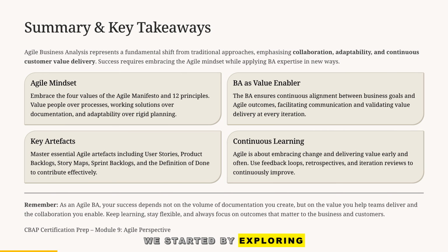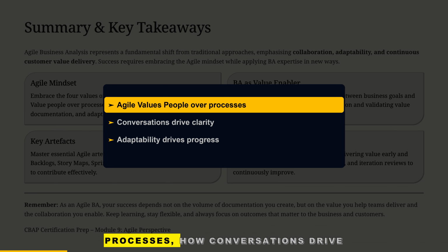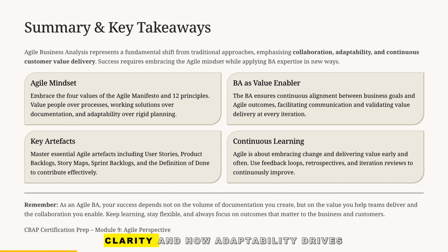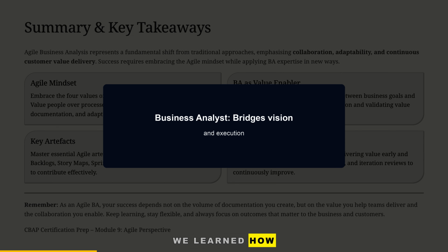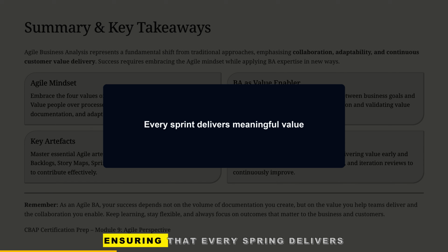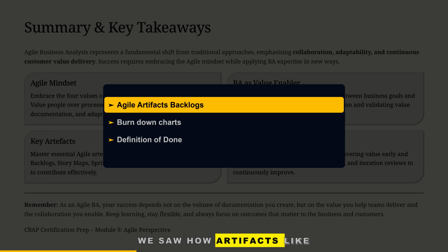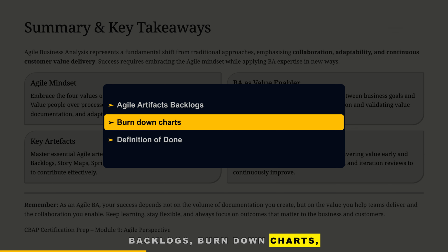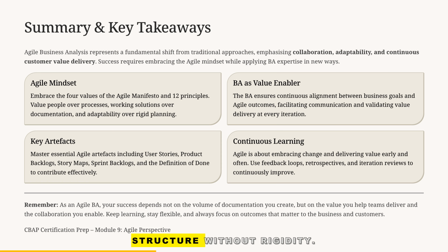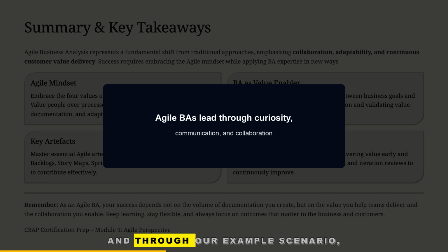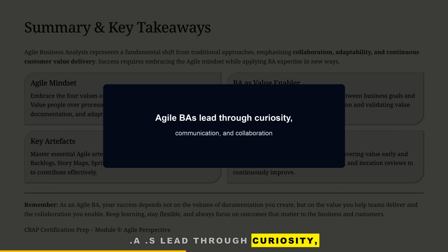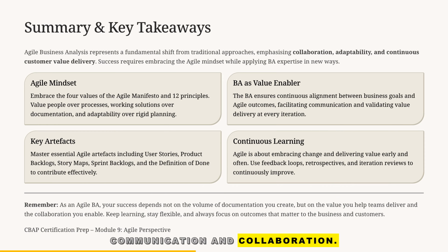We started by exploring how Agile values people over processes, how conversations drive clarity, and how adaptability drives progress. We learned how a business analyst plays a central role, bridging vision and execution, ensuring that every sprint delivers meaningful value. We saw how artifacts like backlogs, burn-down charts, and the definition of done bring structure without rigidity. And through our example scenario, we experienced how Agile BAs lead through curiosity, communication, and collaboration.